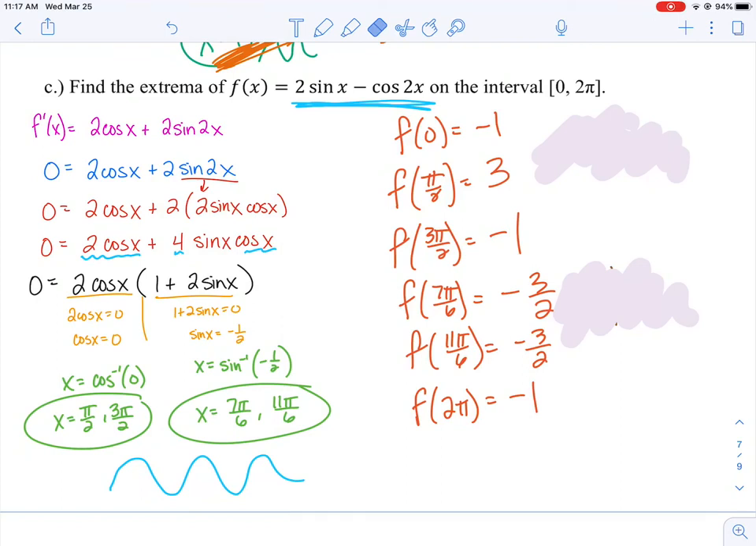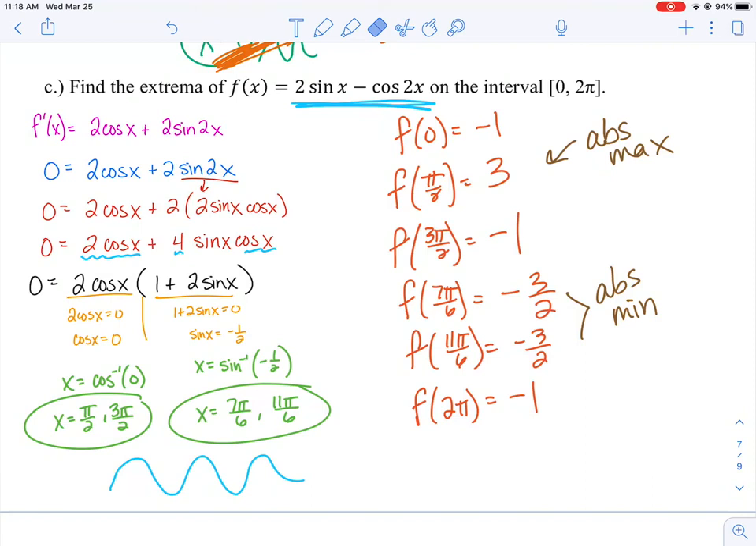So I ended up getting -1, 3, -1, -3 halves, -3 halves, and 1, all just using my unit circle values and plugging those into the original. Okay? So now that I have those 6 values, I can then decide who my absolute maximum and who my absolute minimums are. It looks like I have an absolute maximum of 3. That happens when x equals pi over 2. And it actually looks like I have 2 absolute minimums because they're at the same lowest point of -3 halves. Those happen at x equals 7 pi over 6 and 11 pi over 6. So that's where I have my absolute maximums and minimums.